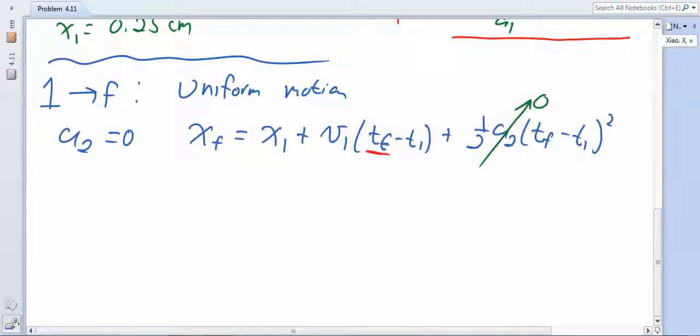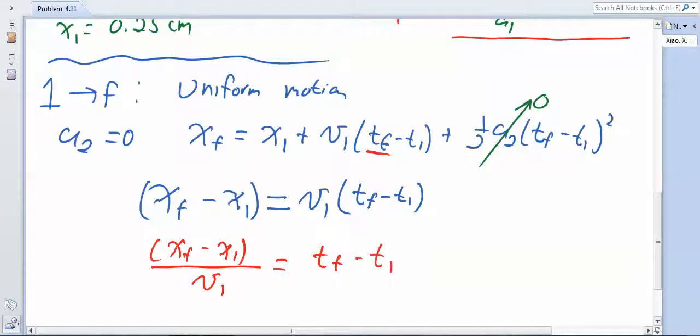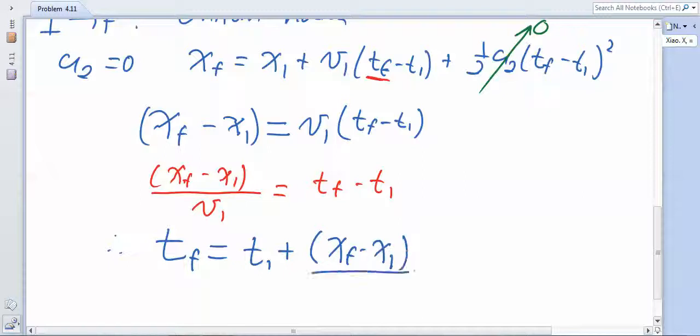All right, so we'll take x final minus x1 equals v1 times t final minus t1. Then I'll divide both sides of that equation by v1. So I have x final minus x1 divided by v1 equals t final minus t1. And then I simply have to add t1 to both sides. So I would get that t final equals t1 plus the quantity x final minus x1 divided by v1.